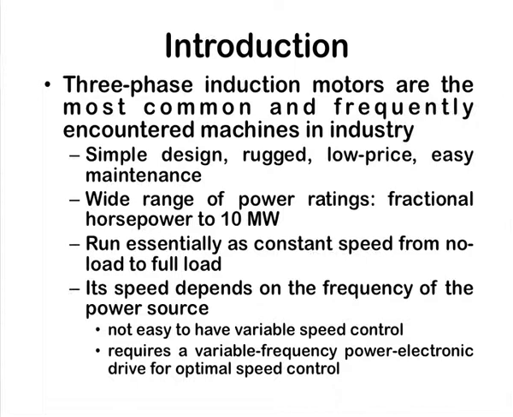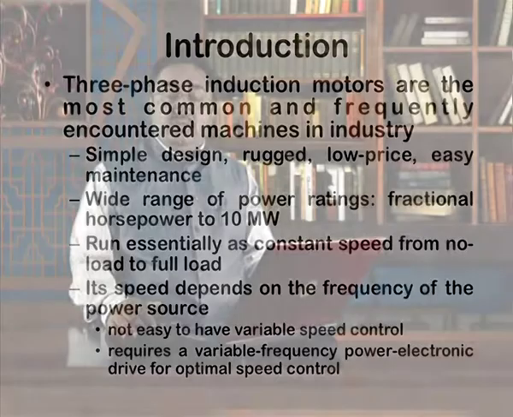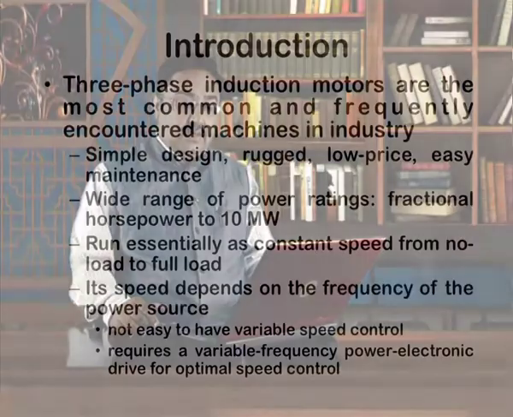The second advantage it holds is that it is available in a wide range of power ratings, that is from fractional horsepower to 10 megawatt. The third advantage is that it runs essentially at constant speed from no load to full load, that is to say the variation in speed from no load to full load is very small, hence for all practical purposes we can assume it to be a constant speed motor.